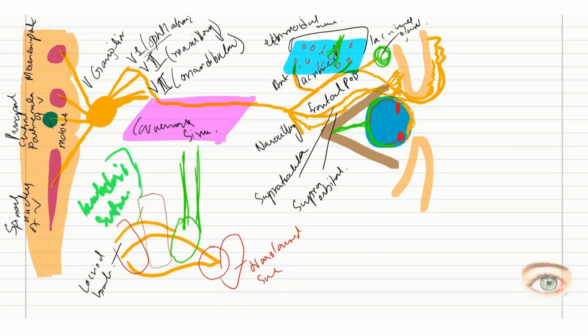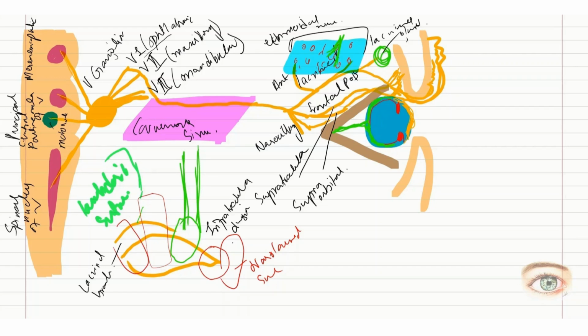So this infratrochlear division, let me write it over here. The infratrochlear division will pass from underneath the trochlea and will provide innervation to the most medial side, which is the caruncle lacrimalis and the nasolacrimal sac. Now, the second division, we will talk about it side by side.